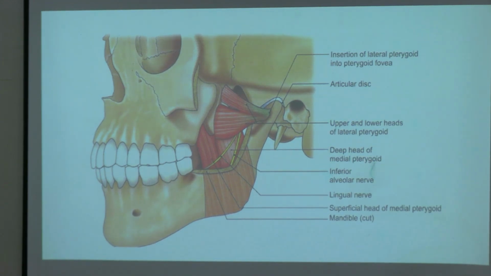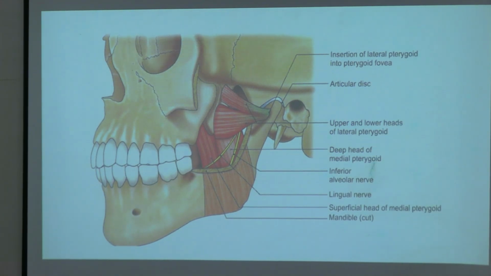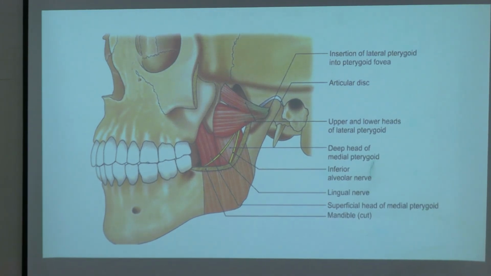Again, muscles of mastication, maxillary artery, mandibular nerve are separate topics. Again, there will be discussion. These are just the basic topics. This session is mainly for temporal and infratemporal fossa.